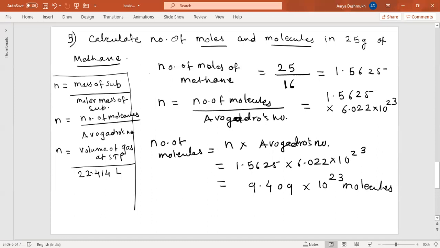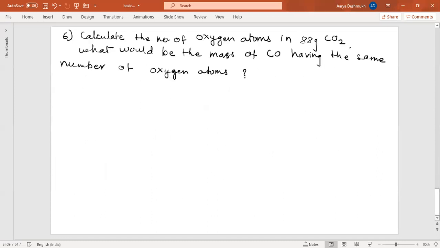Now the next and the last one, that is: calculate the number of oxygen atoms in 88 gram of CO2. What would be the mass of CO having the same number of oxygen atoms? Here, the number of oxygen atoms you are supposed to calculate is in 88 grams of carbon dioxide. So first we'll look for this: 88 grams of CO2, which is nothing but 2 moles of CO2.